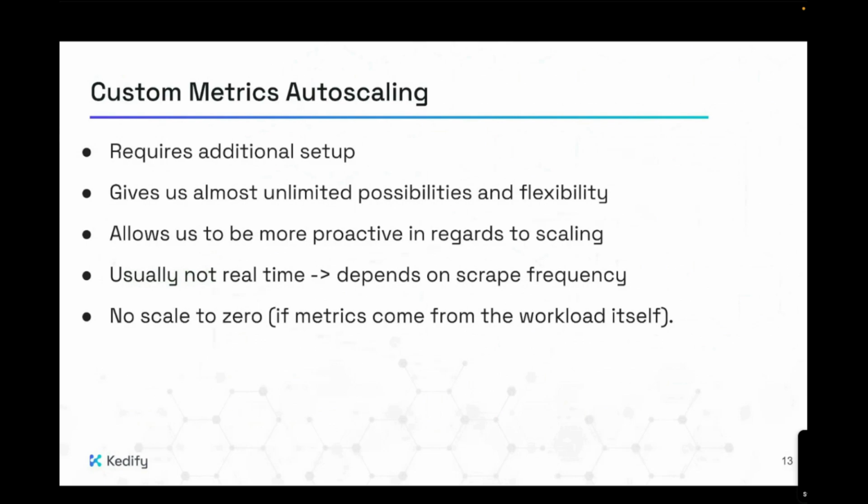With custom metrics, the concern might be that it's not very real-time, because usually we are fetching the metrics from some metric storage or some other solution. If we are getting the metrics, for example Prometheus metrics, from the target workload, we cannot scale to zero, because if we scale the workload to zero, we lose the source of metrics, so we cannot scale out again.